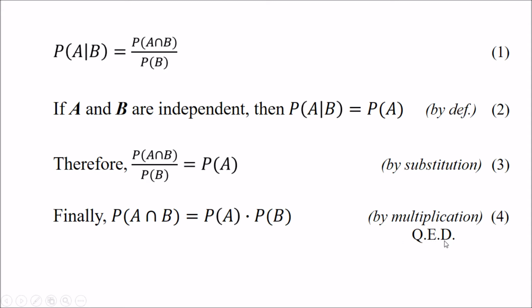Quod erat demonstrandum. If you look up here, this result in line 4 was completely dependent upon line 2, that if A and B are independent, then the probability of A given B is the probability of A. If they're not independent, then that's not true. And so then lines 3 and 4 would no longer be true. So this is only true if A and B are independent events.